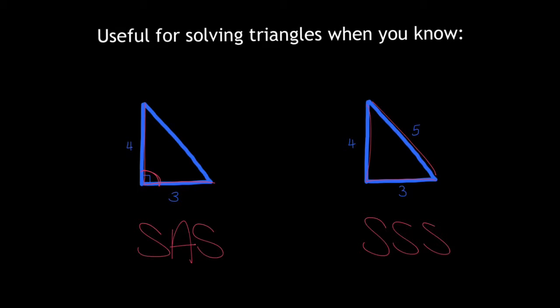Using the law of cosines, we can solve the whole triangle. This means that we can find the lengths of all three sides and the measure of all three angles. Now let's do an example. Here we have a triangle with two given side lengths and one included angle.